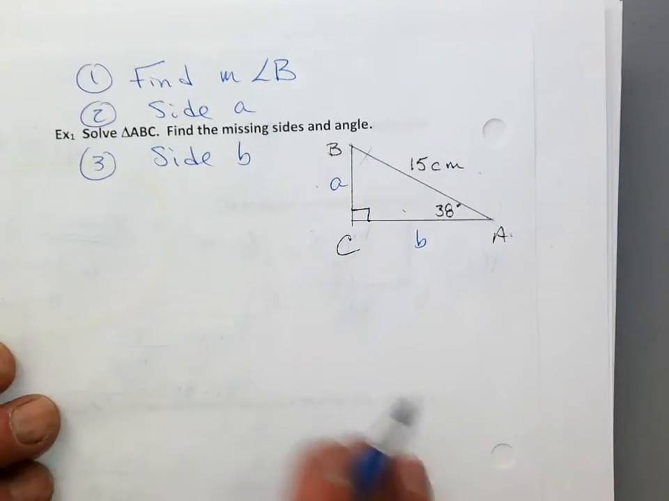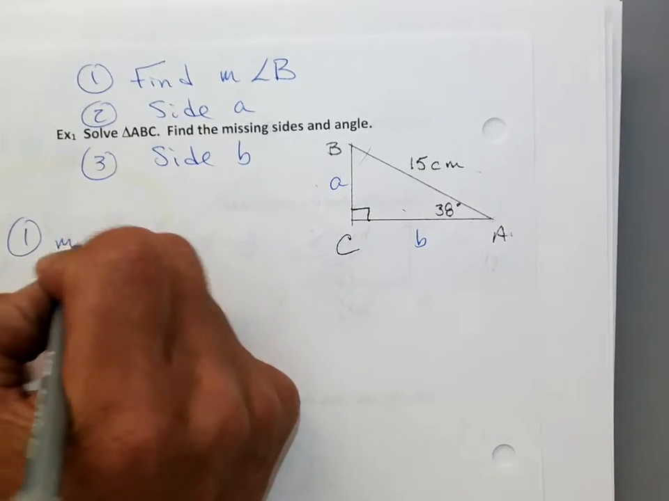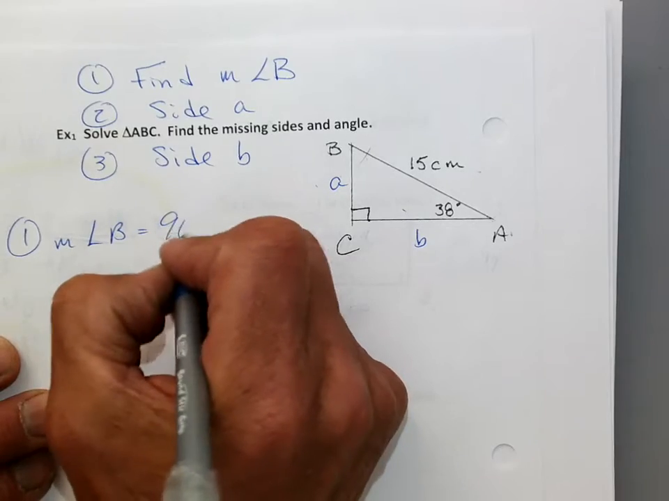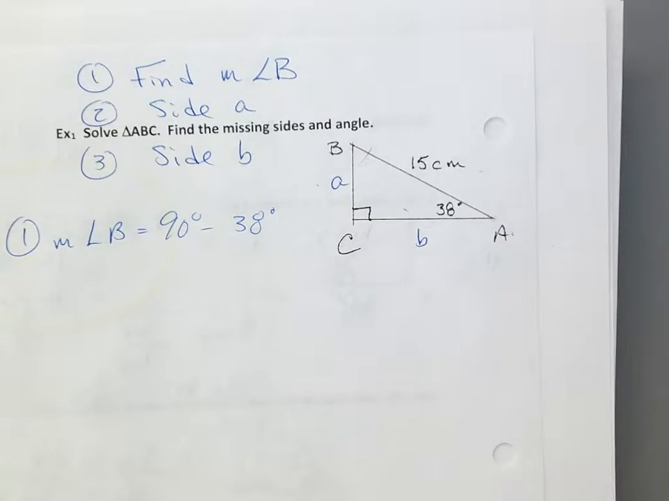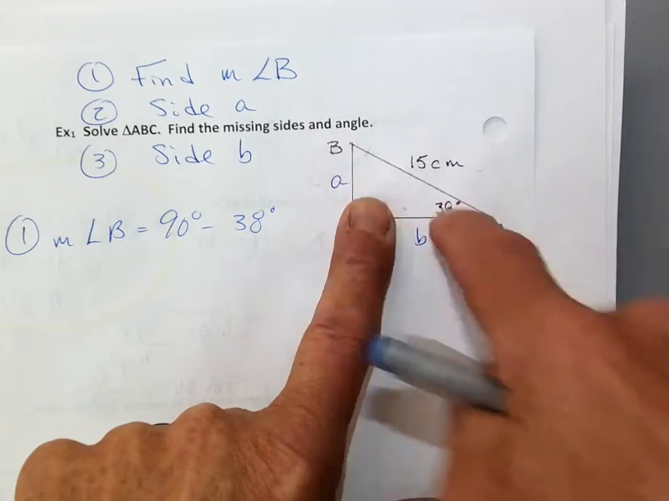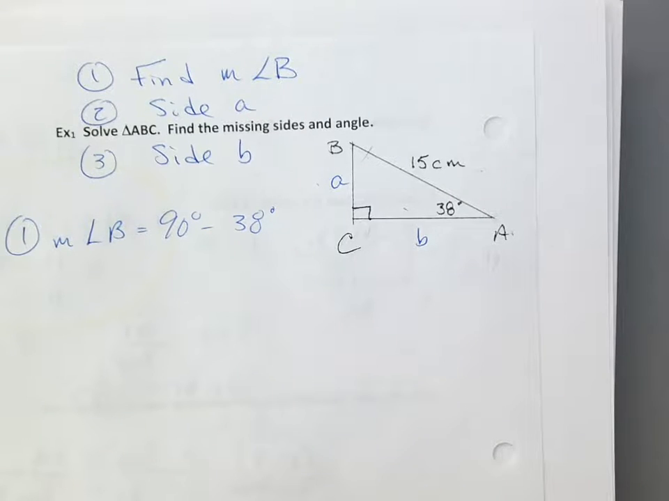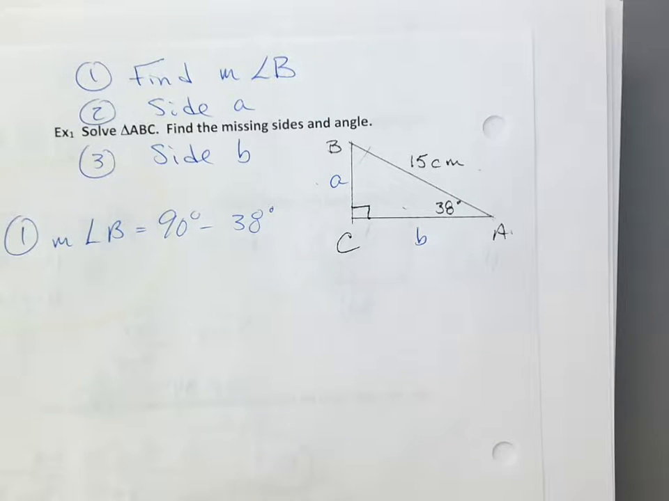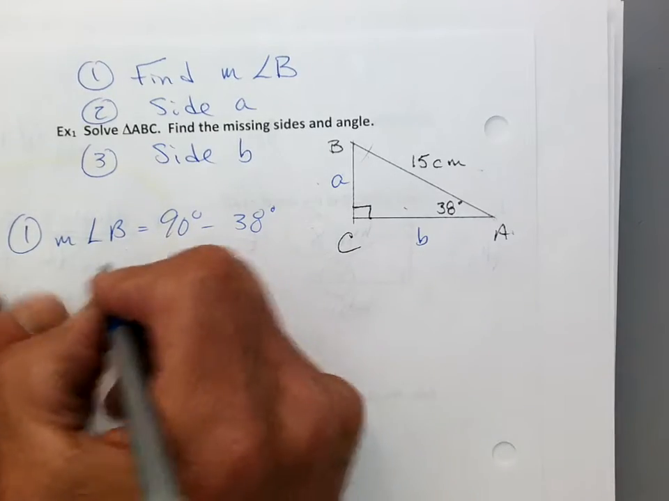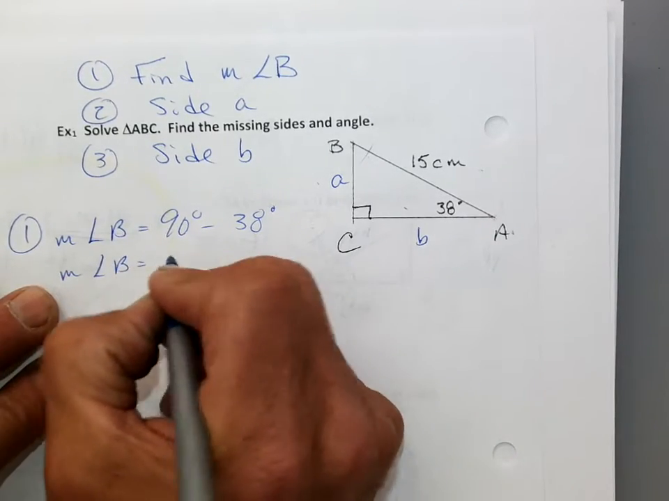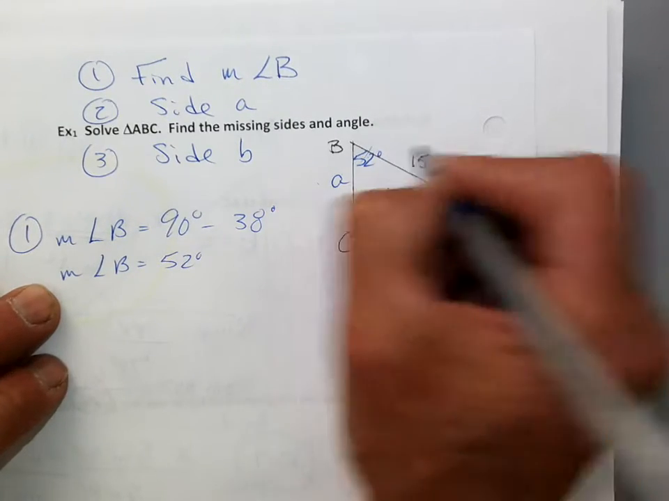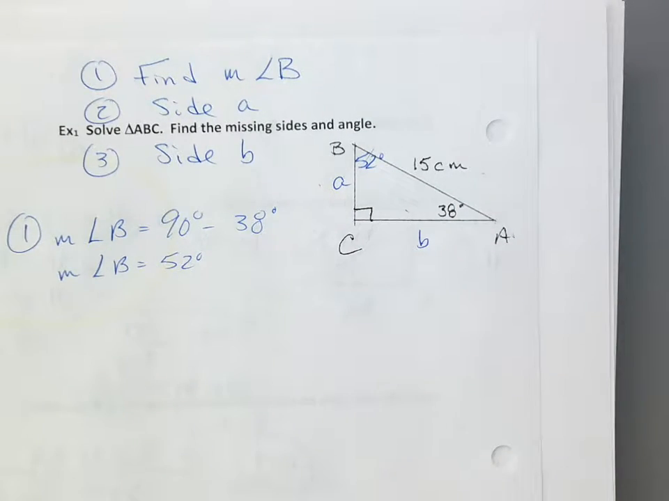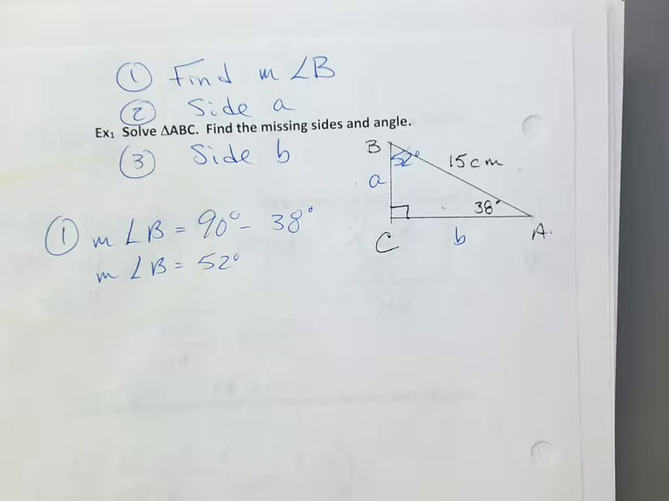So to find angle B, right off the bat, 1. The measure of angle B is simply 90 degrees minus 38. It's easier than going and adding up from 180, right? And you could add it from 180, but we know if 90 of it's already used, these two have to add up to 90. So I'll just use my calculator, 90 minus 38, and I get an answer of 52, okay? So the measure of angle B is 52 degrees, okay? 52 goes there.